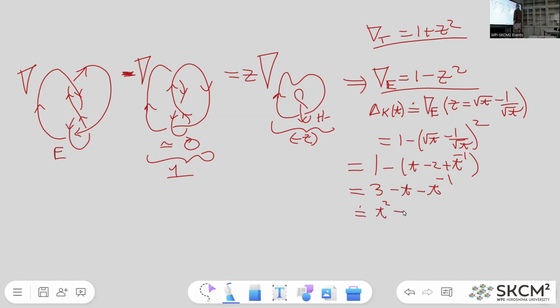t squared minus 3t plus 1, right? I multiply by t and change the sign. And that's the way I have often bumped into it when I calculated it the other way. And for example, if you take t equal to minus 1, then you get 1 plus 3 plus 1, which is 5. Mod 5 was the coloring number for the figure 8 knot.